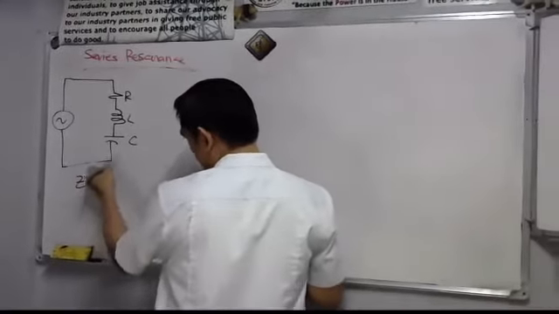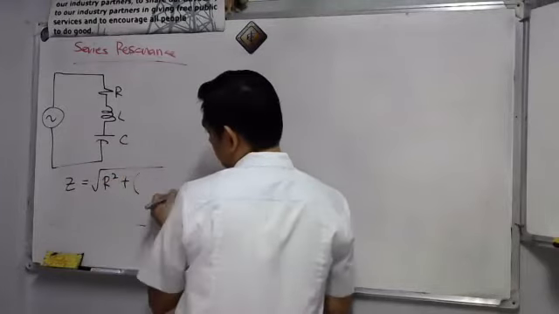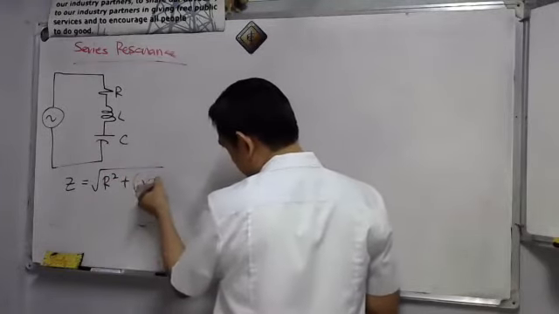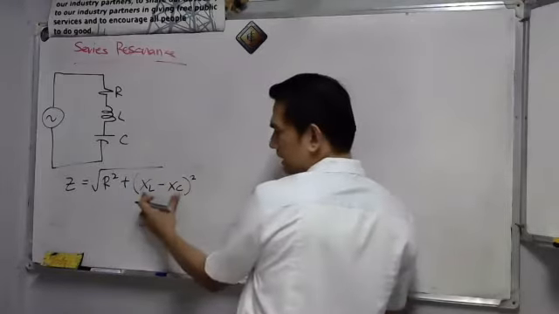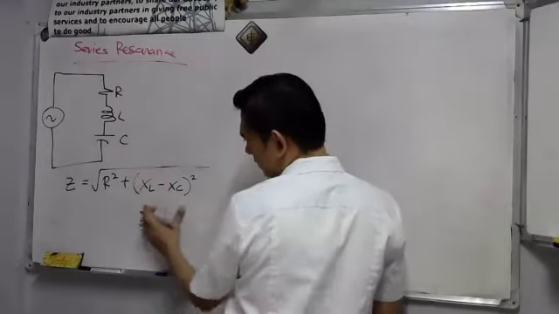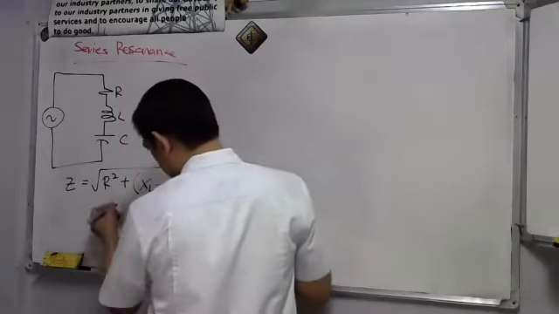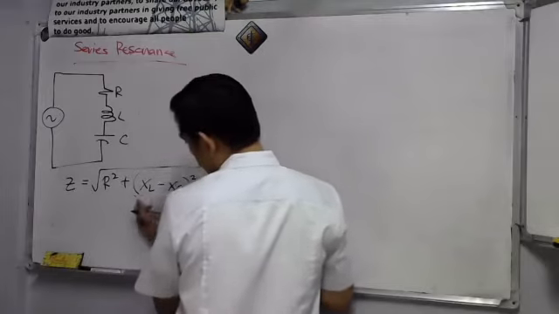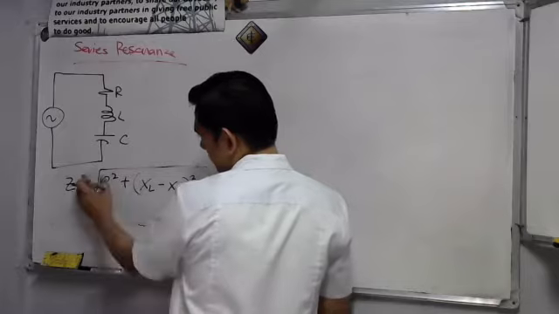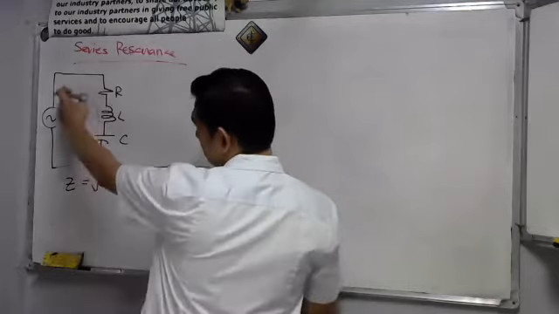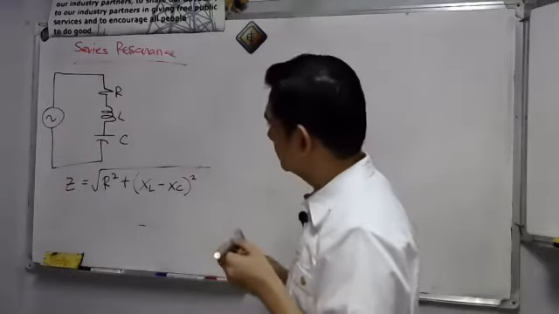So that is equal to the square root of R squared plus, let's say we have our X sub L minus X sub C squared. Ito, pwede naman itong baliktaran, no? Okay, so pwede itong baliktarin natin. So, of this series RLC circuit.